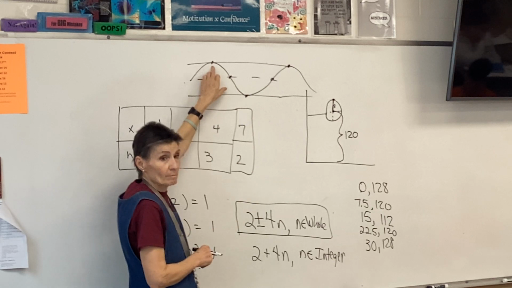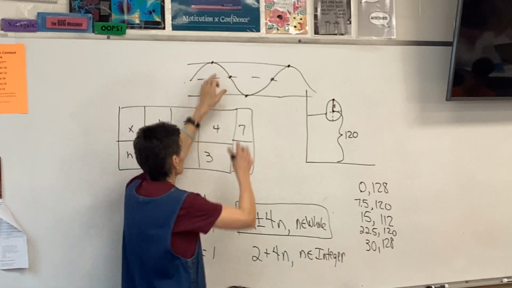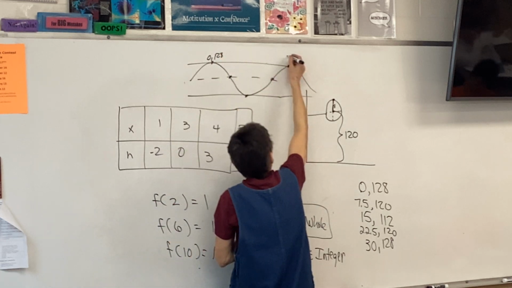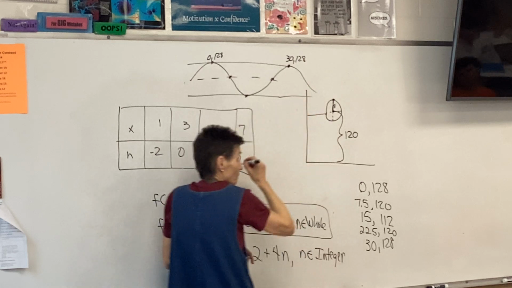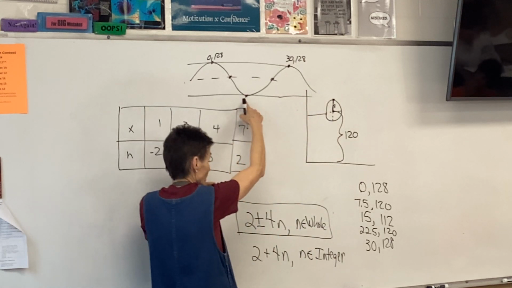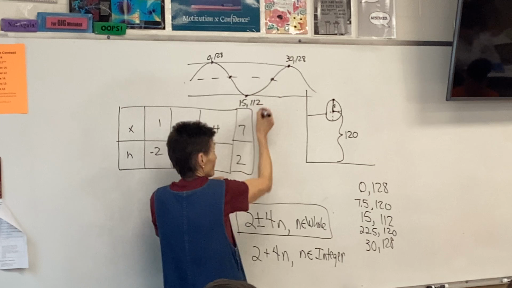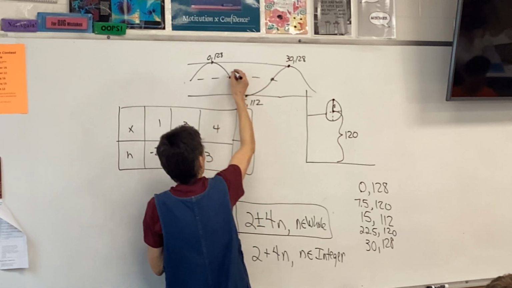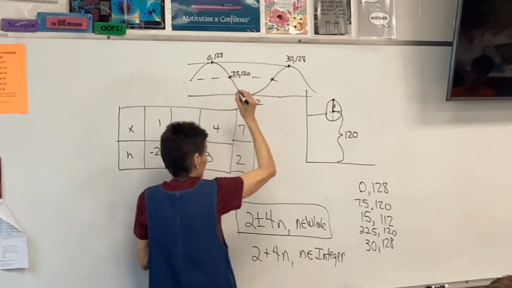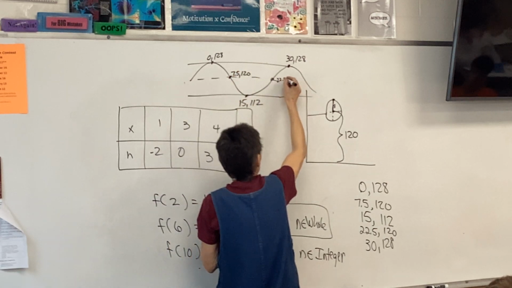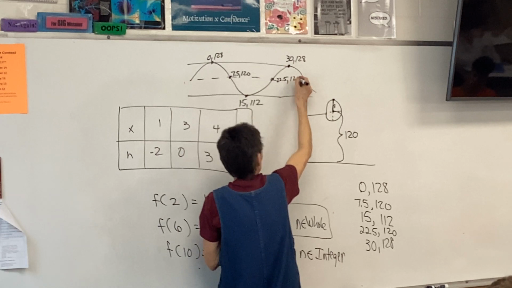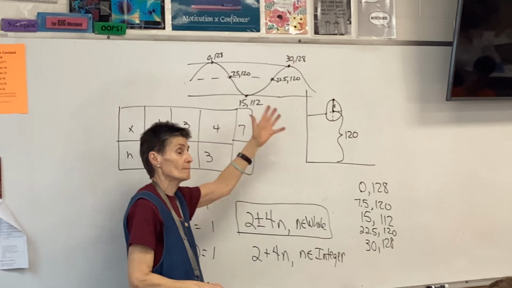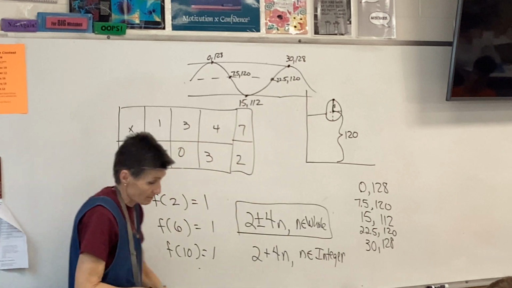0, 128. Absolutely. And then this guy over here is 30, 128. And this guy right here is 15, 112. 7.5, 120. And 22.5. Now those are possibilities. Certainly there could be others because this thing is just going to keep going. But those are possibilities.